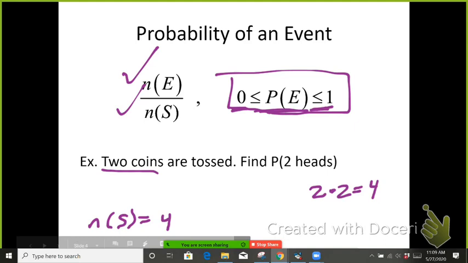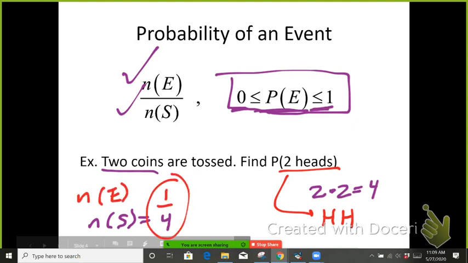And if you flip a coin twice, getting 2 heads, there's only one way to do that. One way to get heads on the first flip, one way to get heads on the second flip. 1 times 1 is 1. So the number of ways our event can occur is 1. So our probability of flipping a coin twice and getting heads both times is 1 out of 4, or 0.25. And see, that's in between 1 and 0.